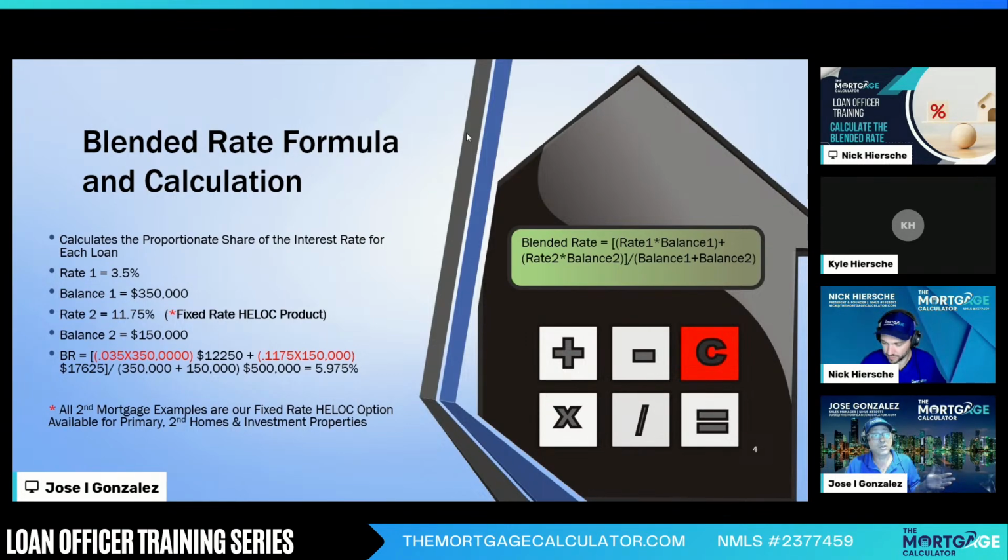So it's $12,250 plus $17,625, and you divide that by the total loan amount of $500,000. Gives you a blended rate of 5.975%. Now that's pretty remarkable when you look at it. But this is just the power of the proportion. People think about that number, but they really have to look at what's really the effective interest rate here, which is 5.975%. That's what's leaving out of your pocket, right? And that number looks pretty good.